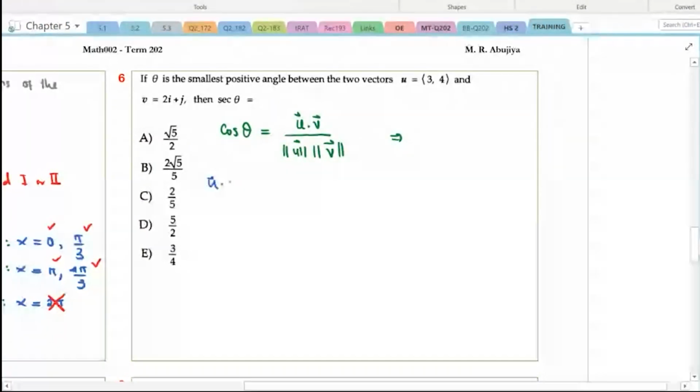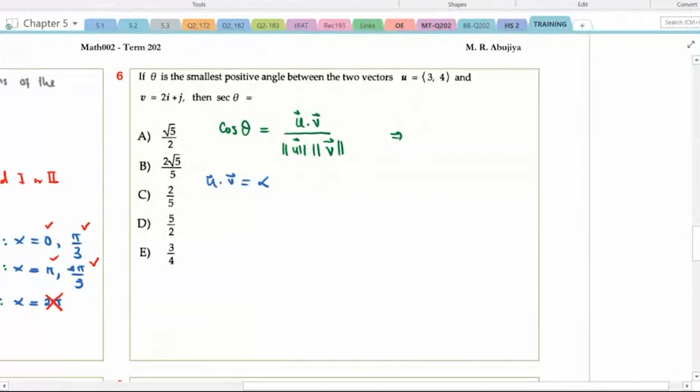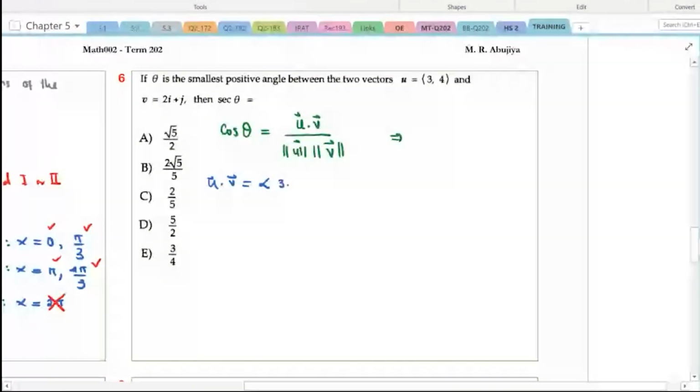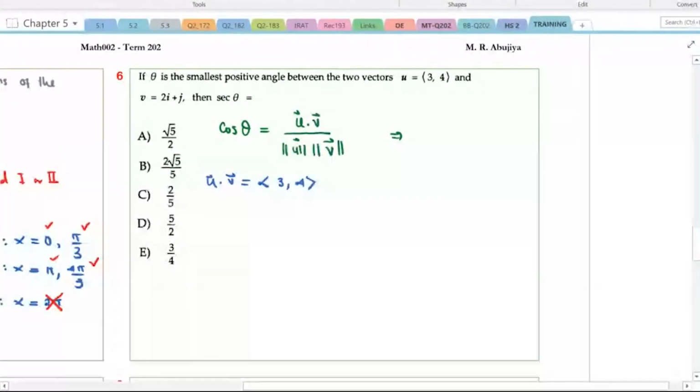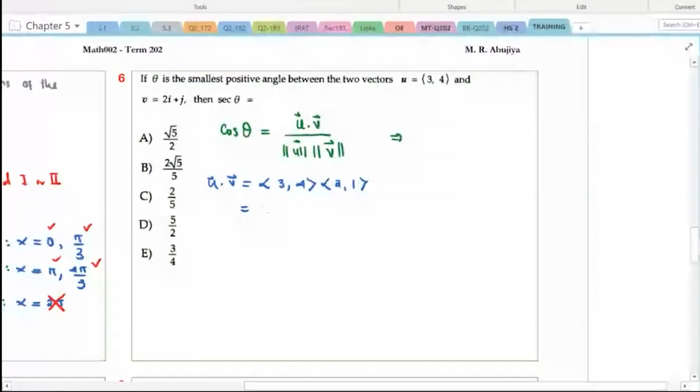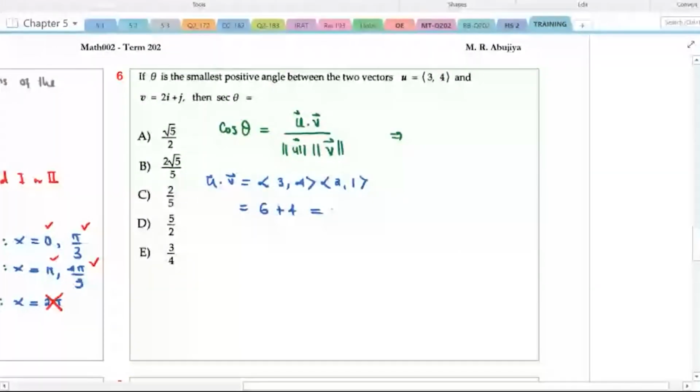So u dot v is going to be equal to the vector u, which is 3 and 4, and the vector v, which is 2 and 1. Let us multiply the two vectors together. 3 multiplied by 2 gives us 6, and then 4 multiplied by 1 gives us plus 4. The result is equal to 10. So the dot product is equal to 10.